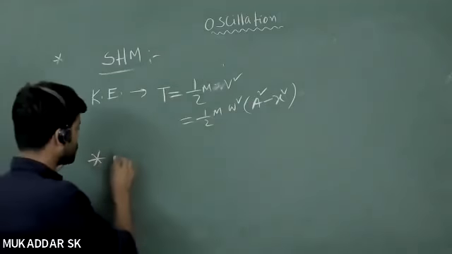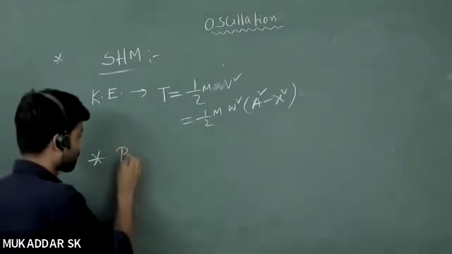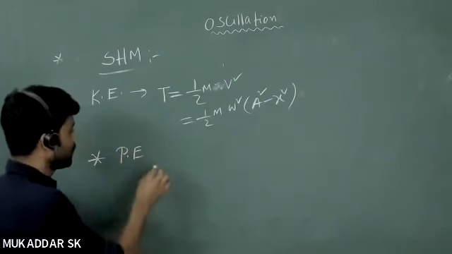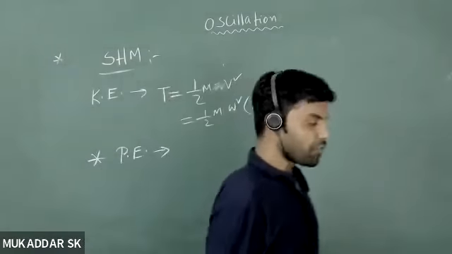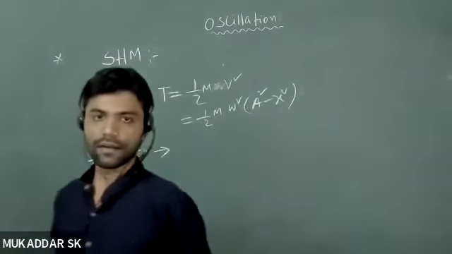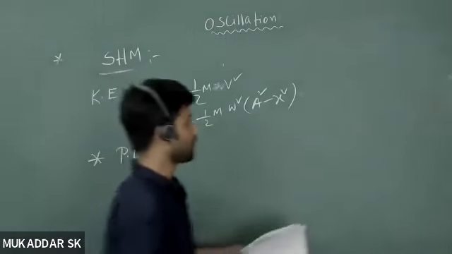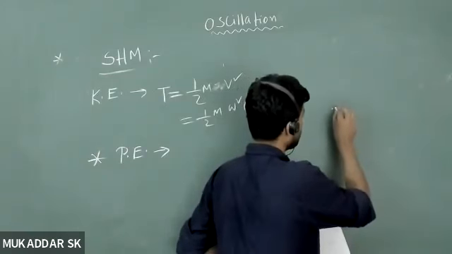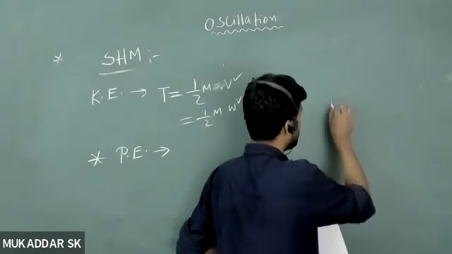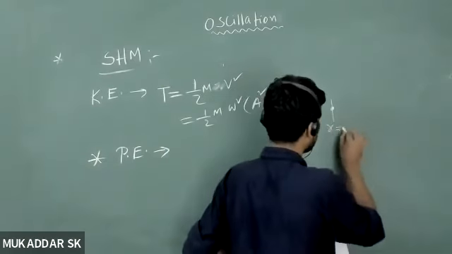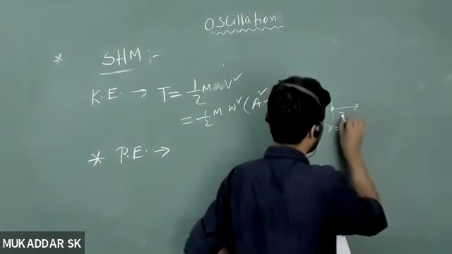Now what will be the potential energy? How will we calculate the potential energy? Actually, we cannot calculate potential energy. We always calculate the change in potential energy. Now let us draw a simple picture. Suppose you have a simple harmonic oscillator. Initially it was in equilibrium position at x equals 0. Now we have displaced this particle by an amount x.